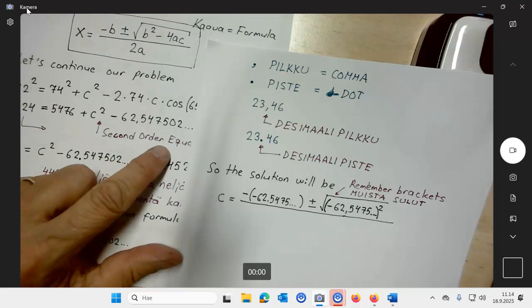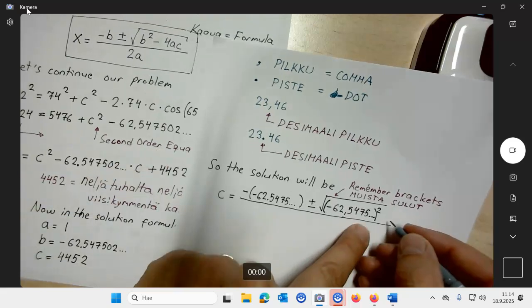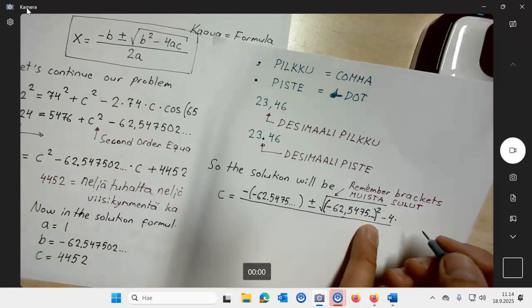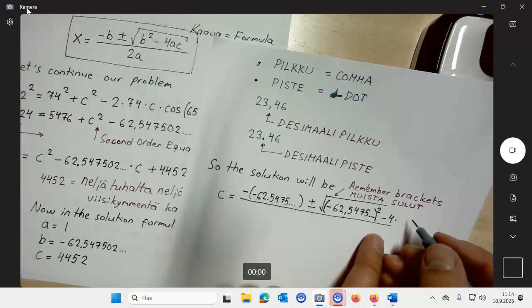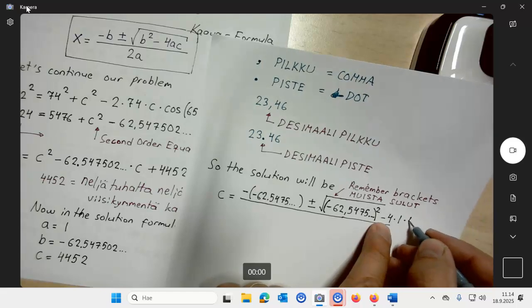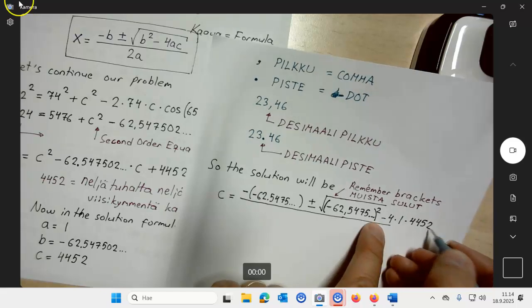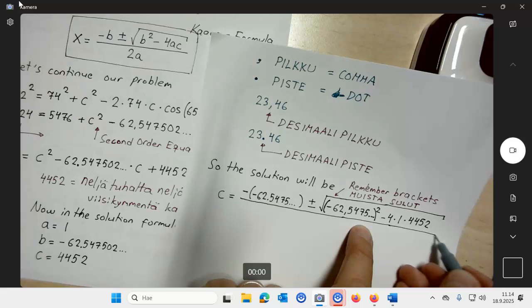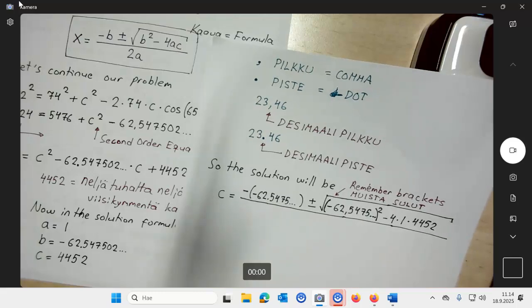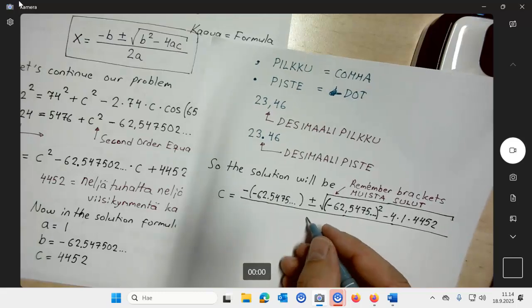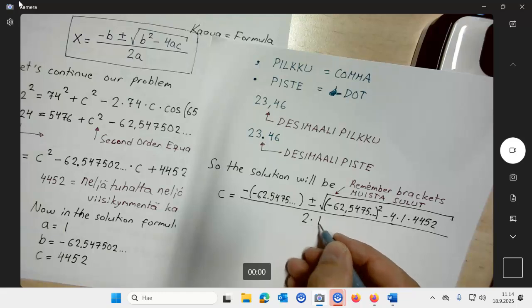And then we have minus 4 times A. A was only 1, and C was 4, 4, 5, 2. And then in the bottom part of this we have 2 times A, so 2 times 1.